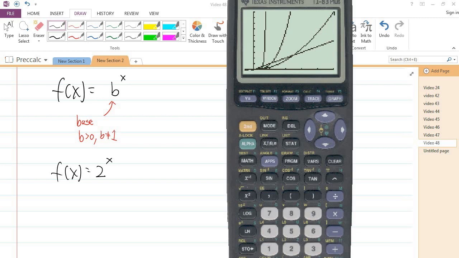2 to the x surpasses the quadratic. If you look at how quickly it is growing, it is on course to surpass the cubic, and it will even surpass this giant 10th degree function eventually. Any exponential function just gets huge in comparison to any polynomial that we list.